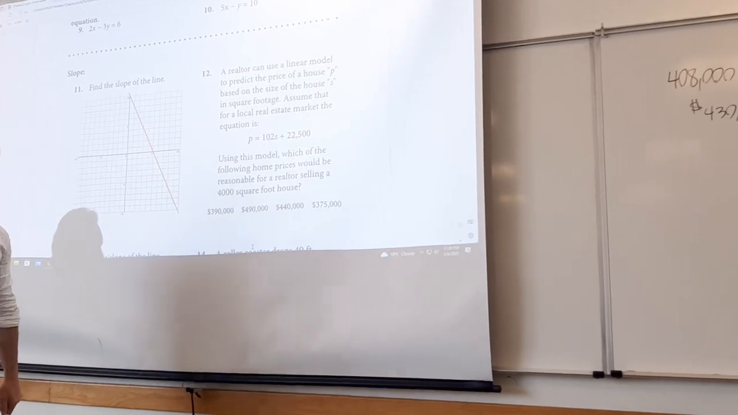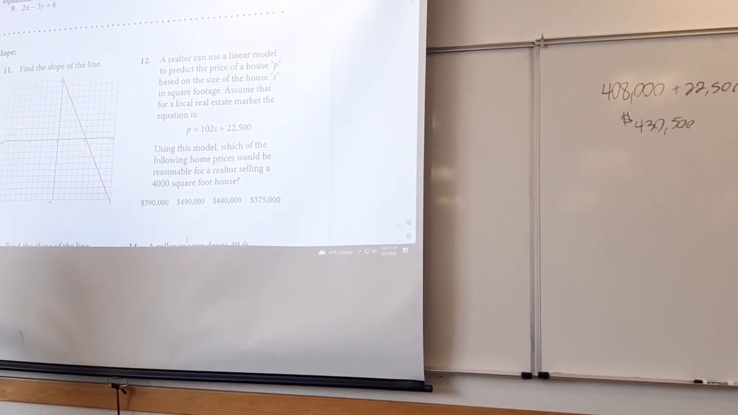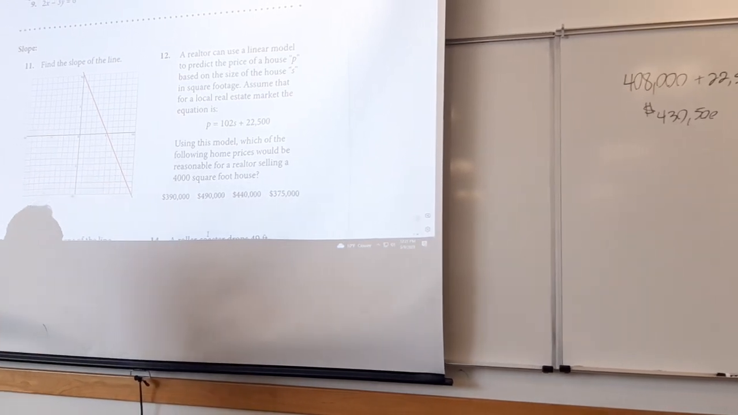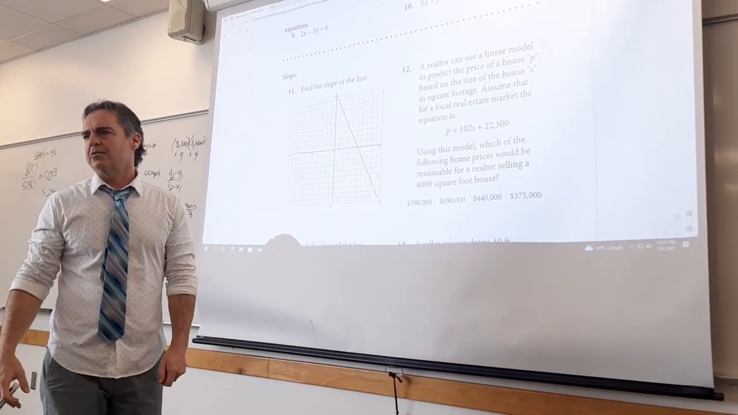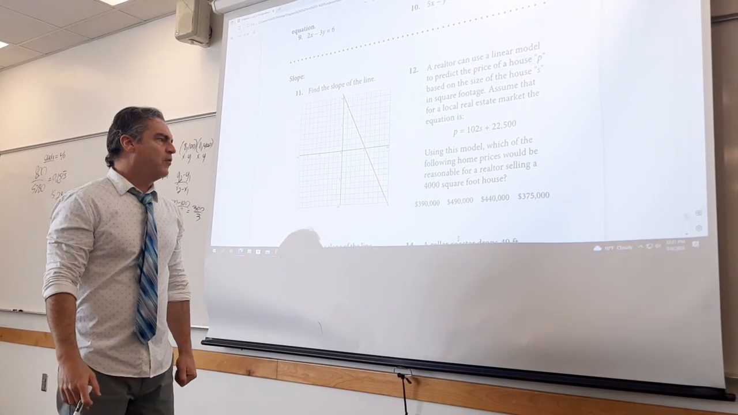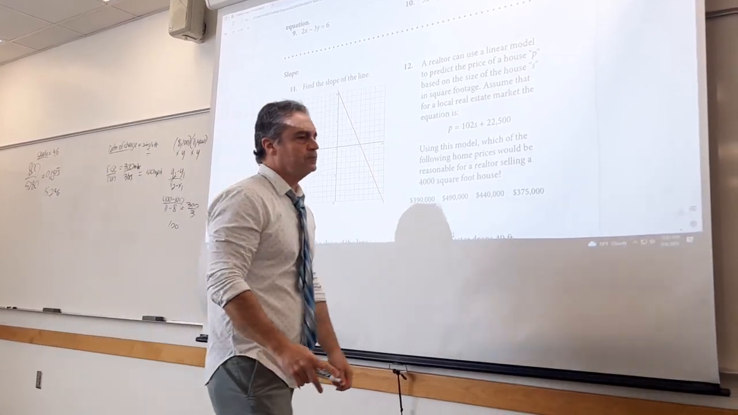Which one? Say it loud. 440,000. That's the closest one. I mean, what do you want to do, charge a little more than its value, see if you can get a little more for it? Yeah. Okay, 440,000. Okay, we cool?